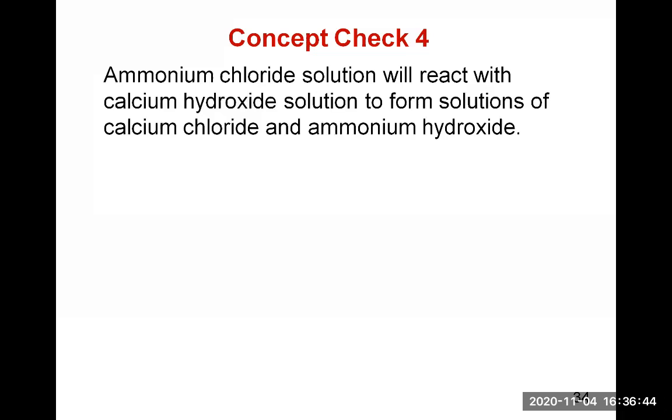So ammonium is NH4 plus and then Cl minus, one of each will cancel the charge on the other. So that's the formula here, NH4Cl, AQ because it's aqueous, it's a solution. It will react with calcium hydroxide solution.